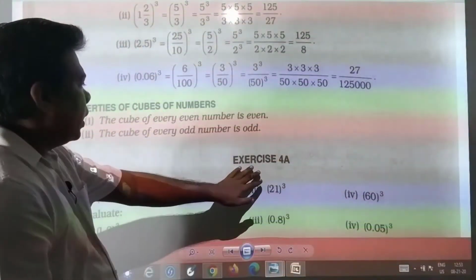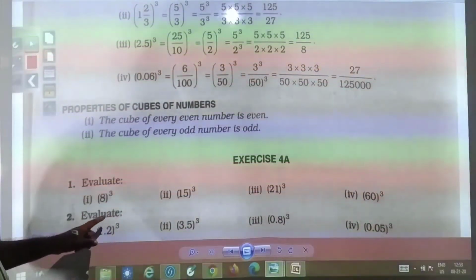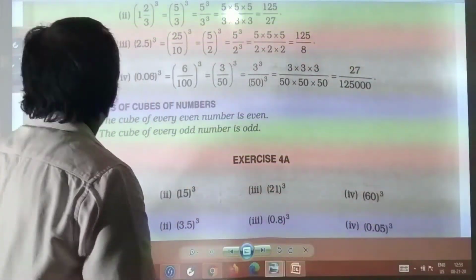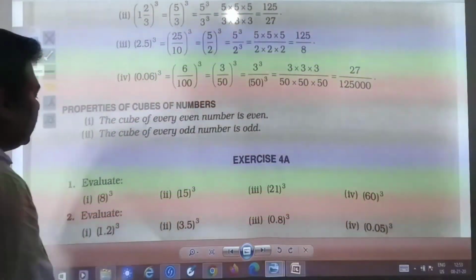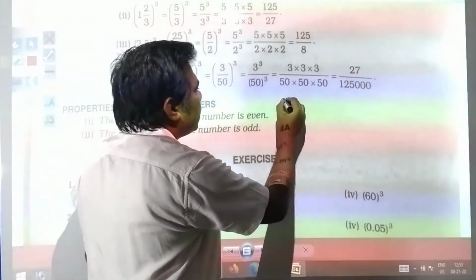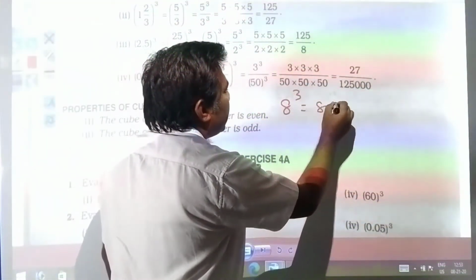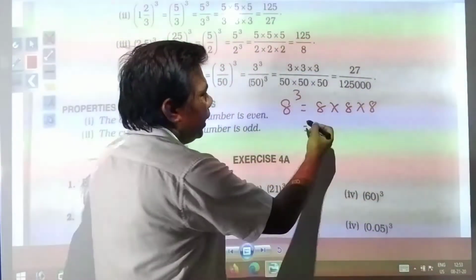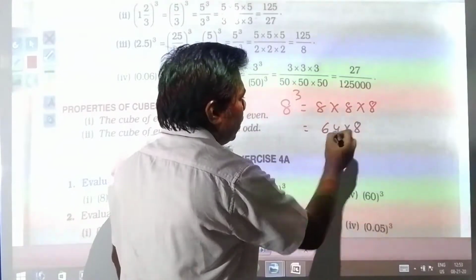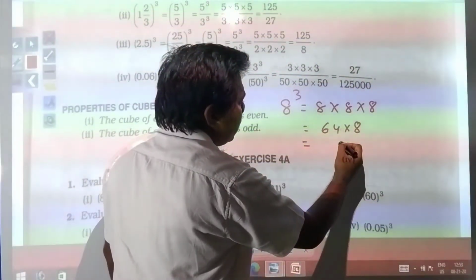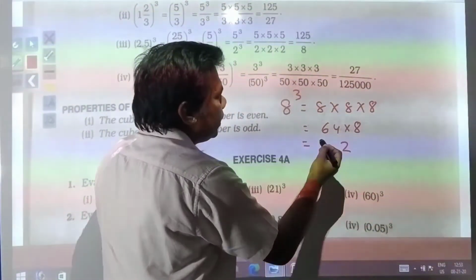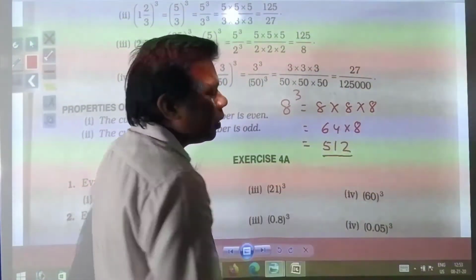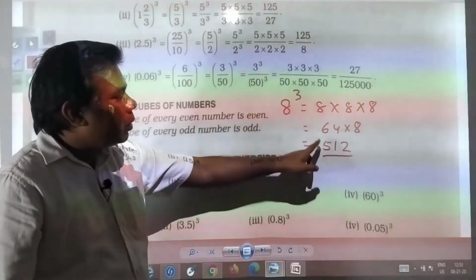Here you have exercise 4a. Evaluate 8 cube, 15 cube, 21 cube and 60 cube. It is so easy, as it was done last day. 8 cube means 8 into 8 into 8. Just you need to multiply this. 8 8s are 64, into 8. You multiply this. 8 4s are 32. 8 6s are 48 and 3 is 51, that is 512. So 8 cube is equal to 512.